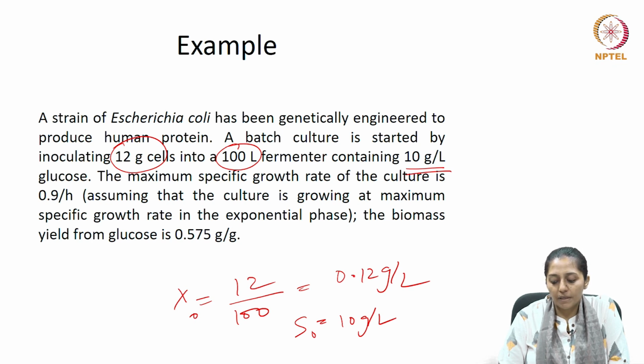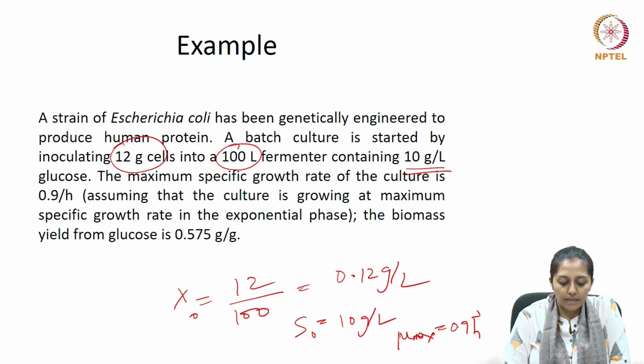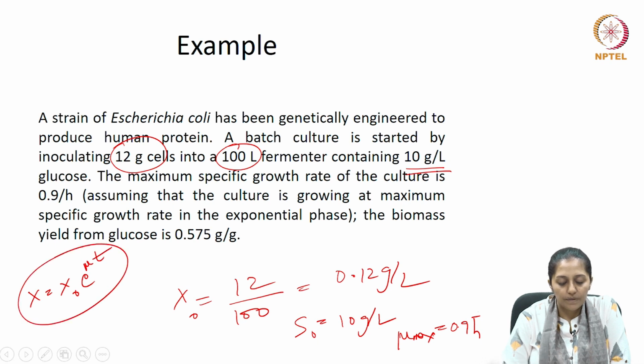The maximum specific growth rate of the culture is given as 0.9 hour inverse. Okay. So, mu max is also given to us, which is 0.9 hour inverse. Now, it is also said to assume that the culture is growing at its maximum specific growth rate in the exponential phase, which means that x is equal to x naught e to the power of mu t in the exponential phase. So, now here mu can be replaced by mu max.